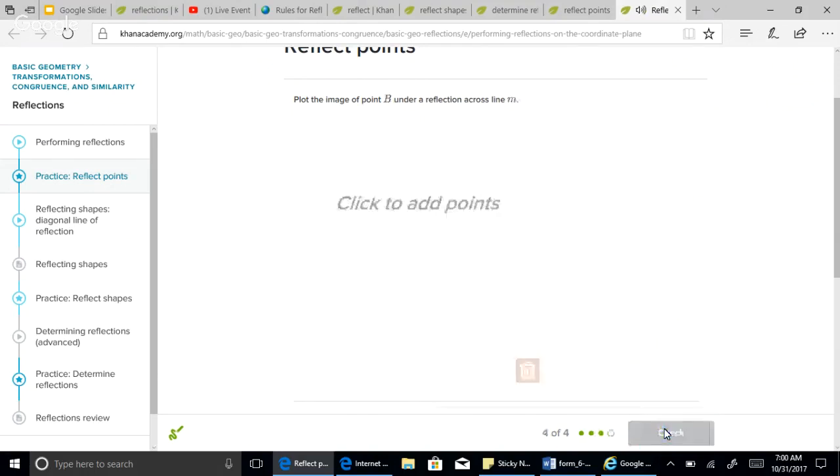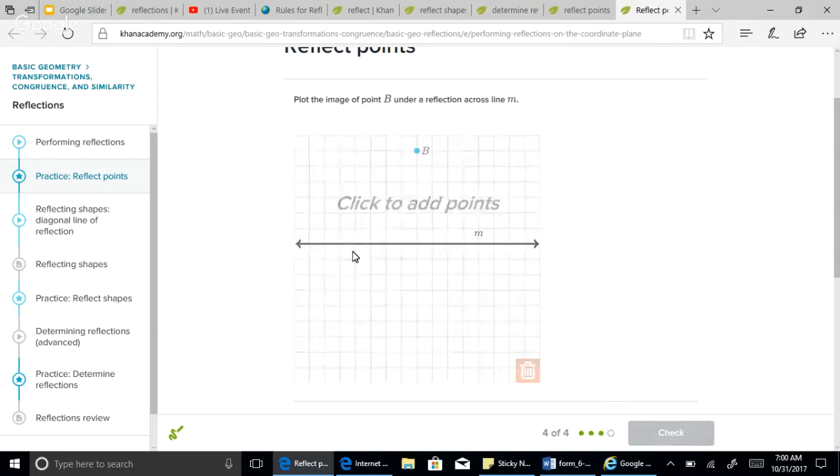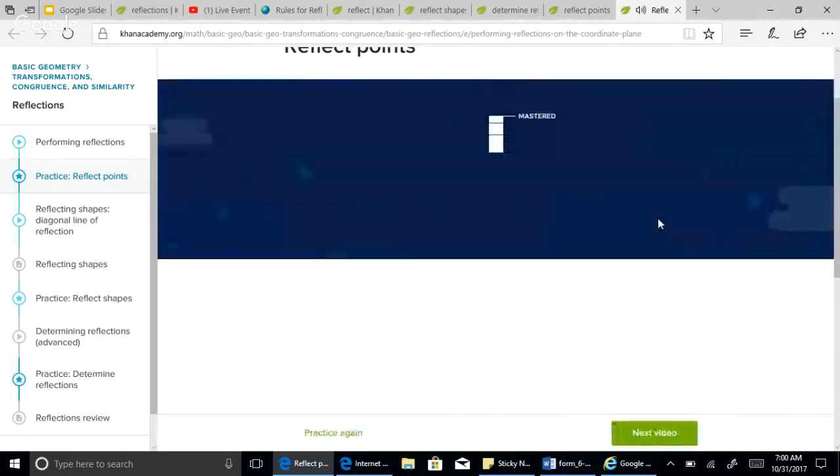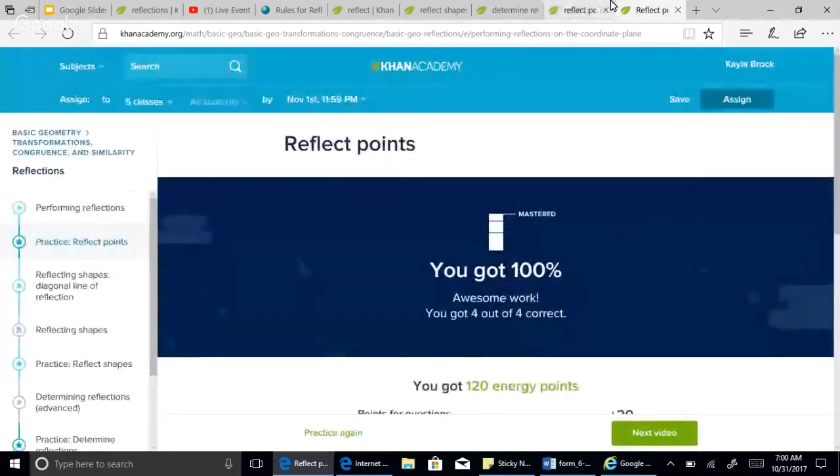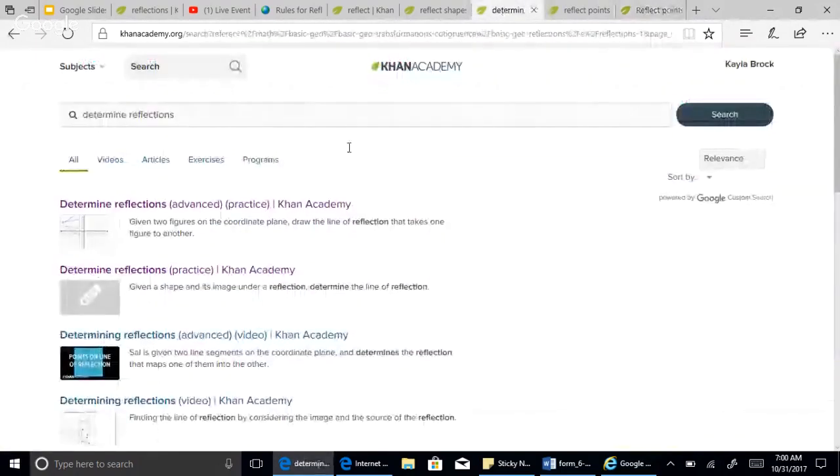Okay, this one they call M, but it's really a horizontal line, so it's going to act more like an x-axis. Again, I'm just going to count 1, 2, 3, 4, 5, 6. So beneath the line, it's going to be 1, 2, 3, 4, 5, 6. And that's reflecting points. Now we're going to go to determine reflections.